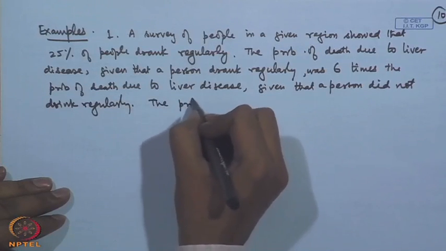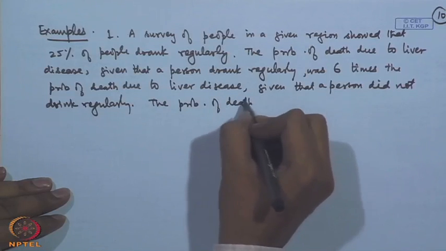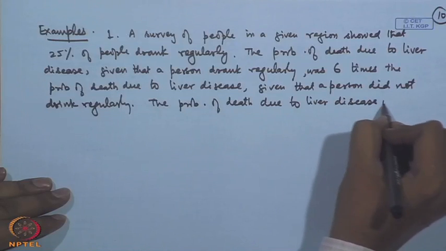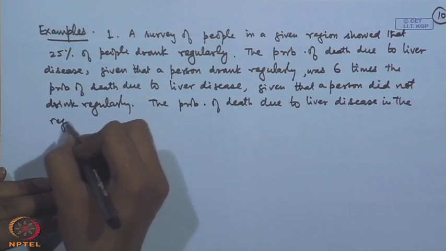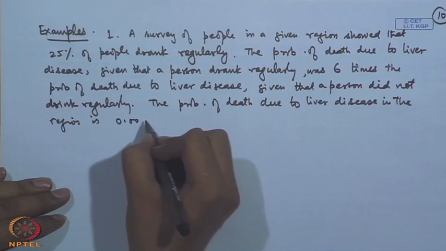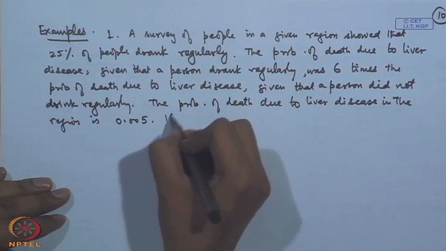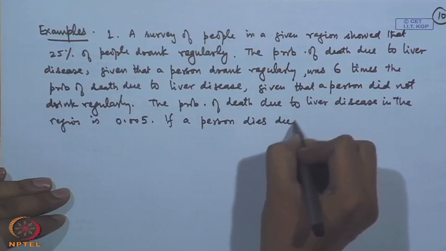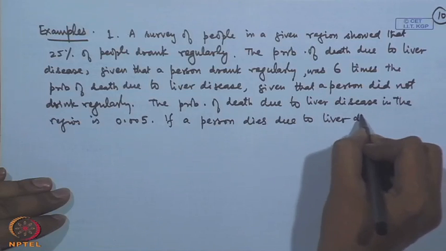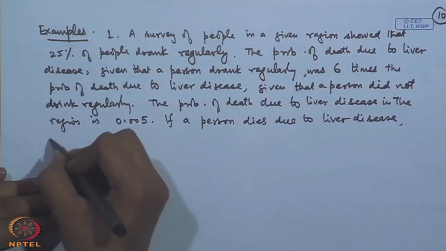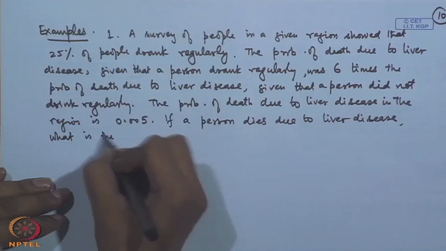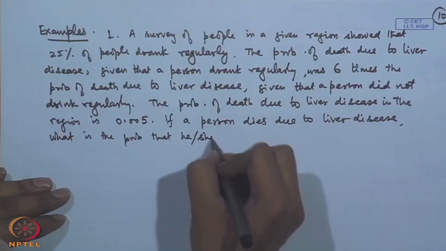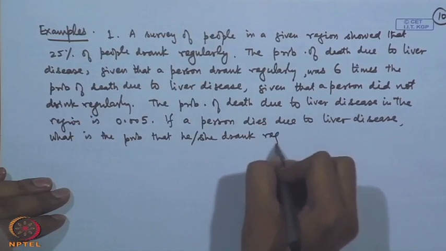The probability of death due to liver disease in the region is 0.005. If a person dies due to liver disease, what is the probability that he or she drank regularly?